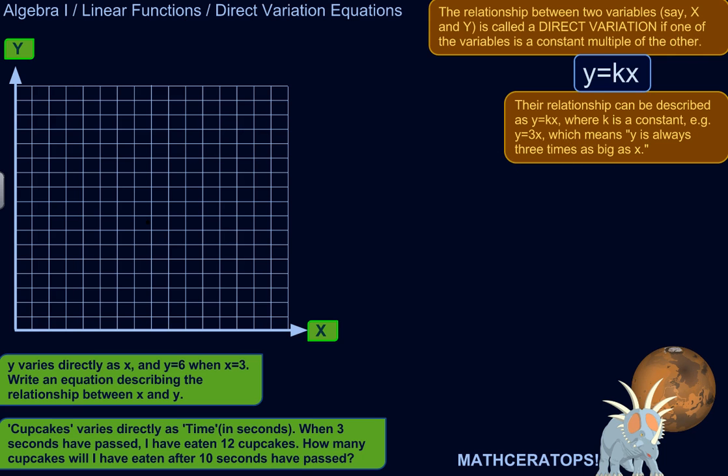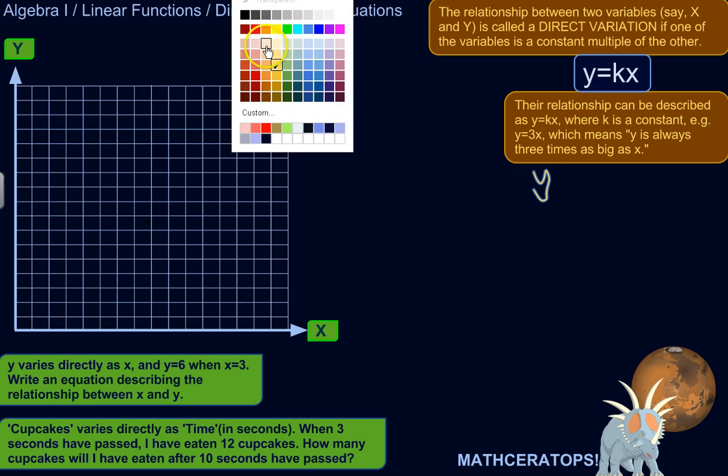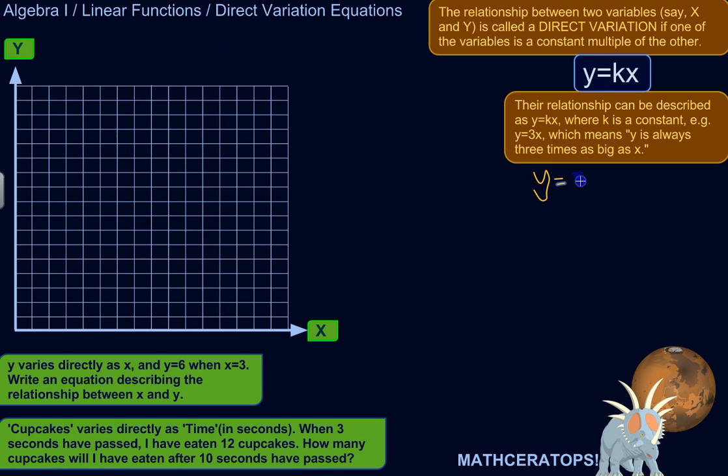A little side note here: if your direct variation works like this, y equals 3x, where that's the constant of variation, you can rewrite this in terms of y. You could solve for x, divide both sides by 3, and have x equals y over 3, which is the same as 1/3 y. So, x varies directly as y.